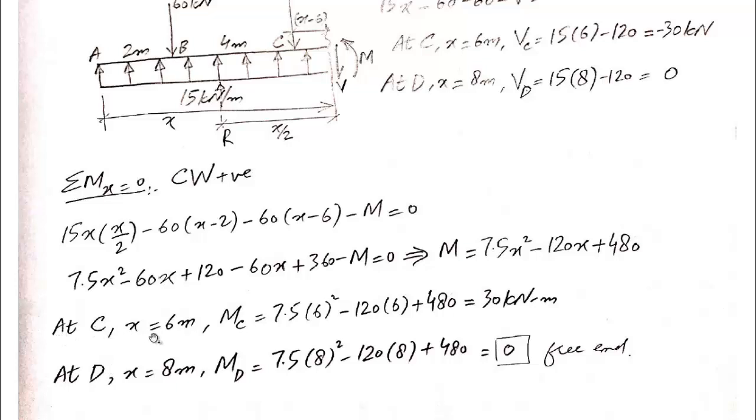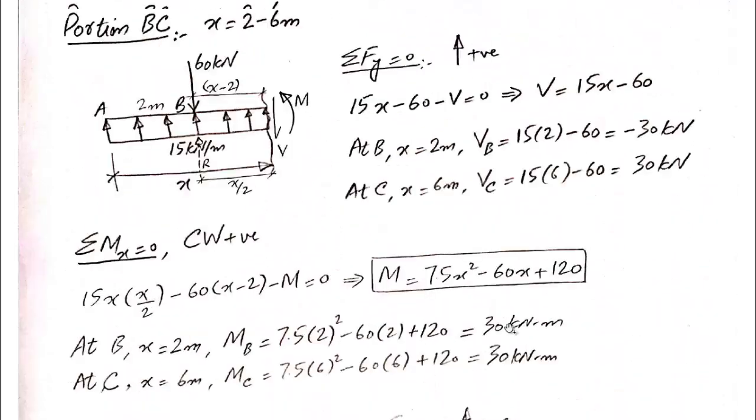At C, x is equal to 6 meter. So MC, when x equal to 6 meter is put in this equation, we get MC equal to 30 kilonewton meter. And at point D, when we put x equal to 8 meters, MD comes out to be 0. Is this 0 logical?